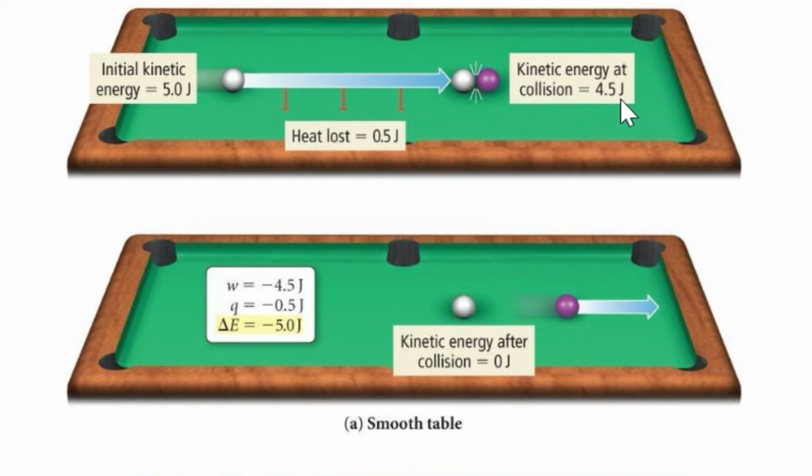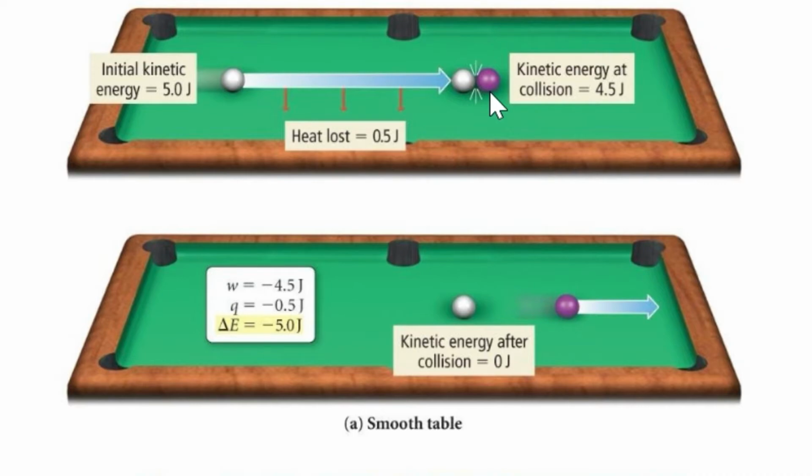Now, why is it at 4.5 joules? What actually happened here? How do we go from 5 to 4.5? Because of this energy that was lost, right? The heat. We lost this energy over time because it had to travel over a certain distance.